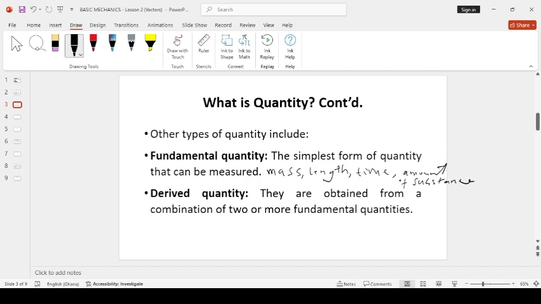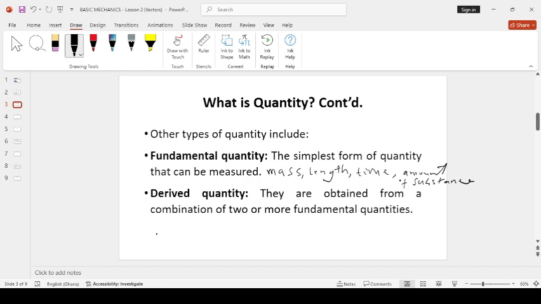Then let's talk about derived quantity. Derived quantities are a combination of 2 or more fundamental quantities. In other words, they are obtained from fundamental quantities. Without fundamental quantities, we cannot have derived quantities. They are derived quantities because they are obtained from fundamental quantities.